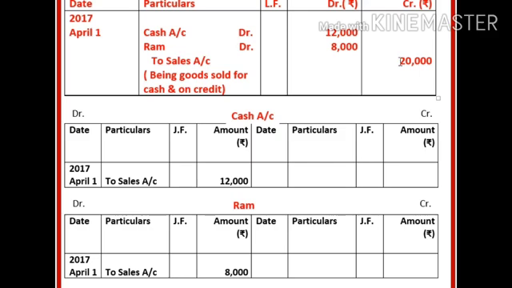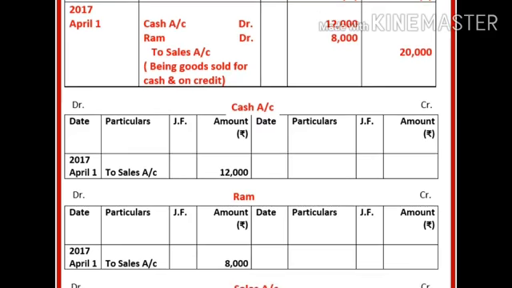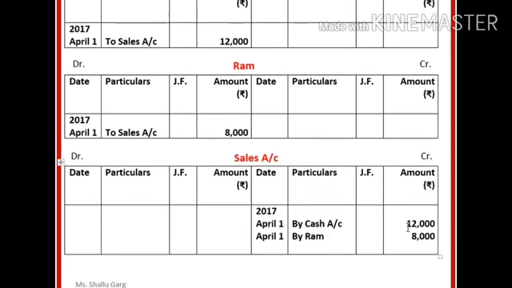But from how many accounts has it got this credit? 2 accounts, cash account and Ram account. So in the sales account, you will write down by cash account 12,000, by Ram 8,000. This is how you can post the transaction from journal to ledger.